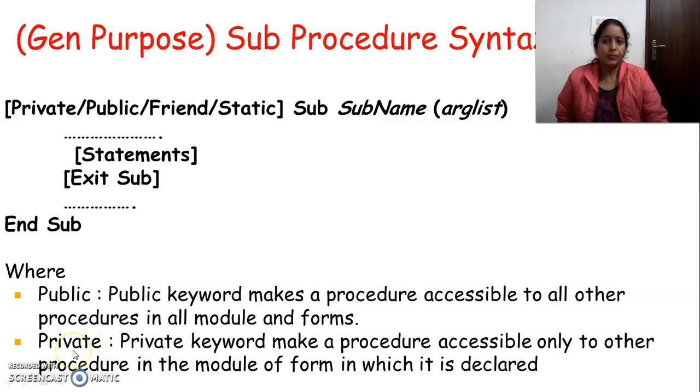The second one is private. If we set the visibility mode of a procedure to private, then it will make the procedure accessible only to the other procedures in the module or form in which it is declared. Suppose a sub-procedure with the visibility mode private is defined in the first form, and in the project there are 10 forms. Then the other 9 forms can't use that procedure. Only the procedures available in the first form can use that procedure.